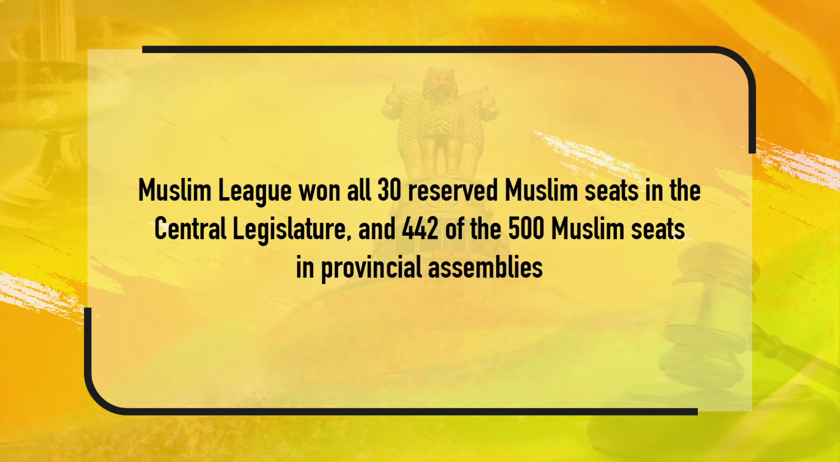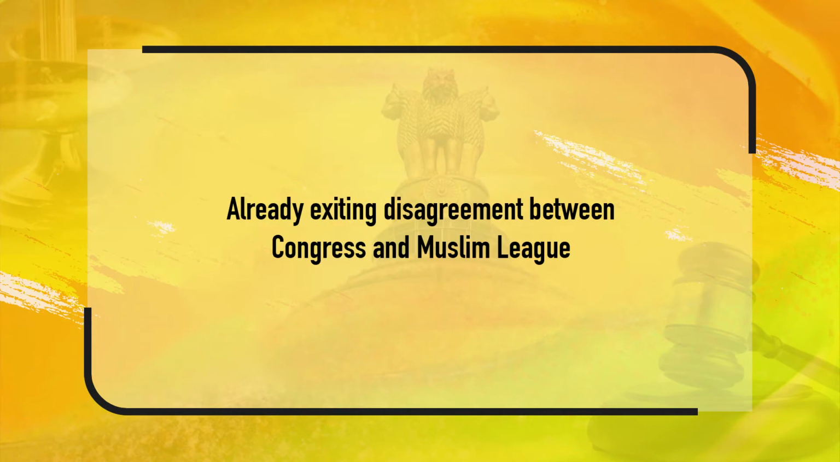The party, unlike in 1937, won all 30 reserved Muslim seats in the central legislature and 442 of 500 Muslim seats in provincial assemblies. This heightened the already existing disagreement between Congress and Muslim League.